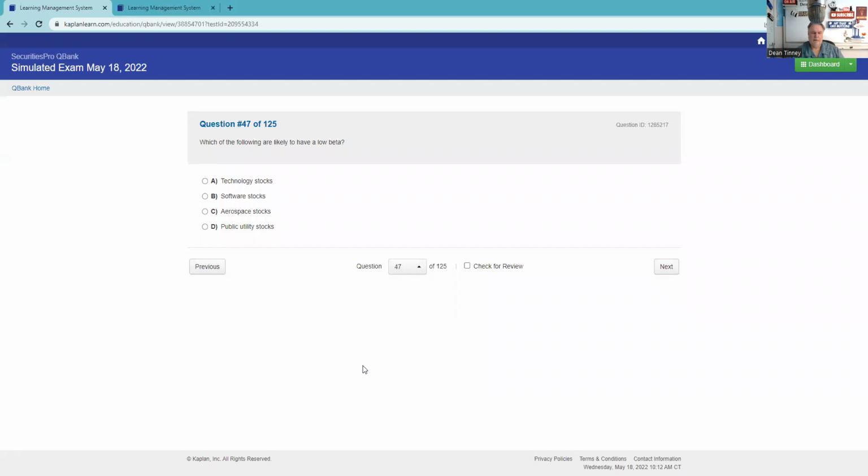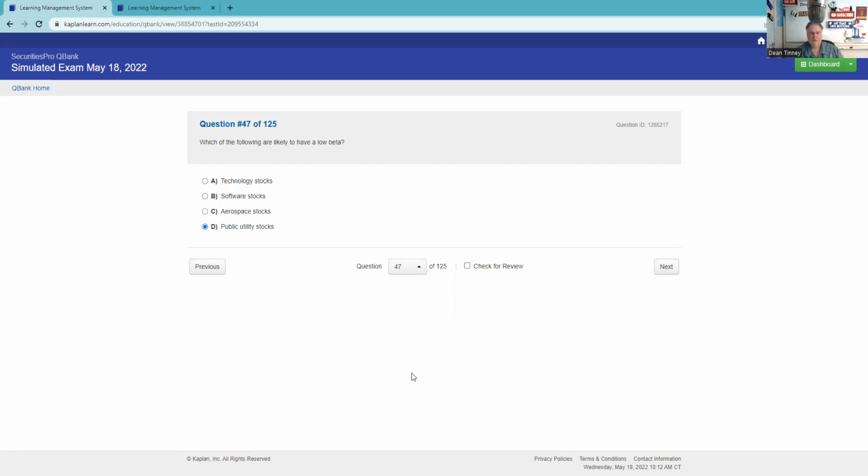Which of the following have a low beta? Very testable. Beta is a measurement of volatility as compared to the market as a whole. And I think of a low beta being kind of boring, less reward, but also lower risk. And it looks like of all of those, I'm going to pick public utility.